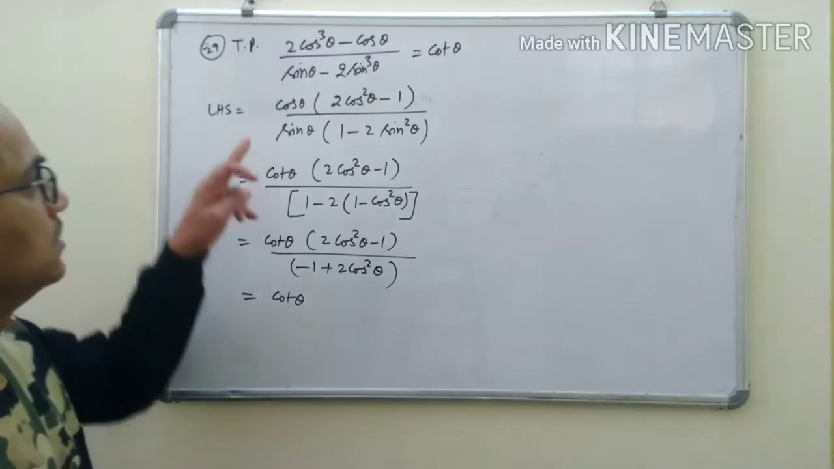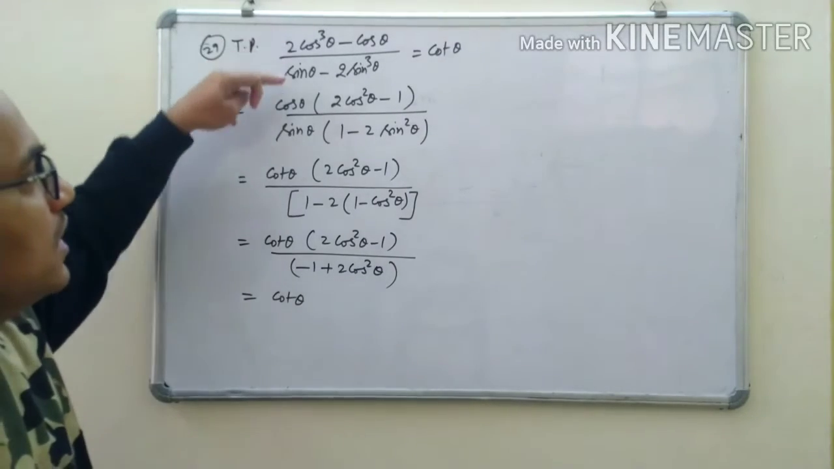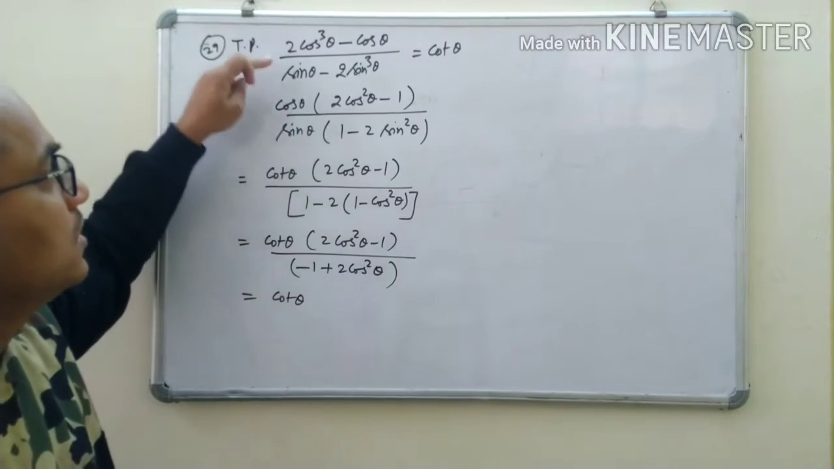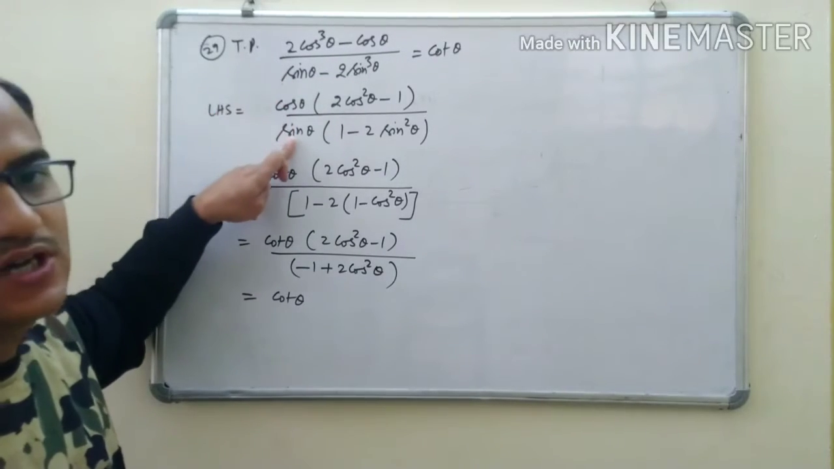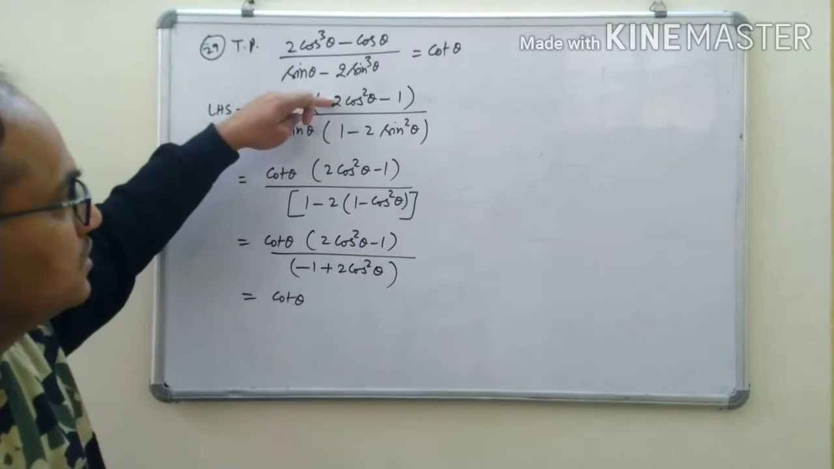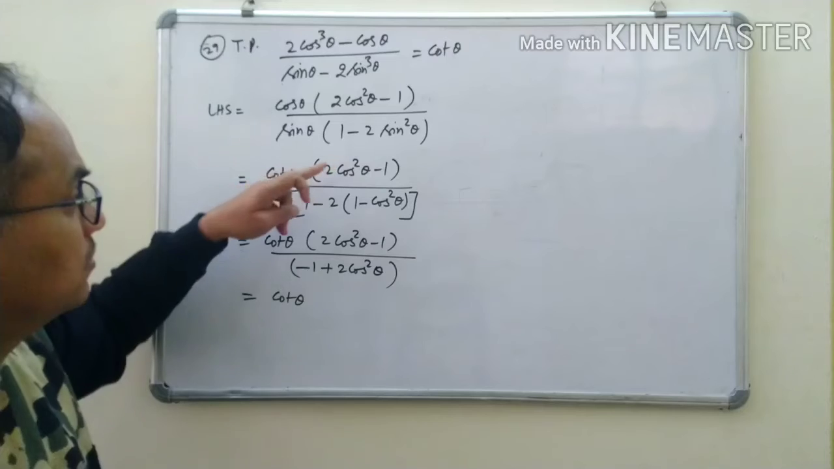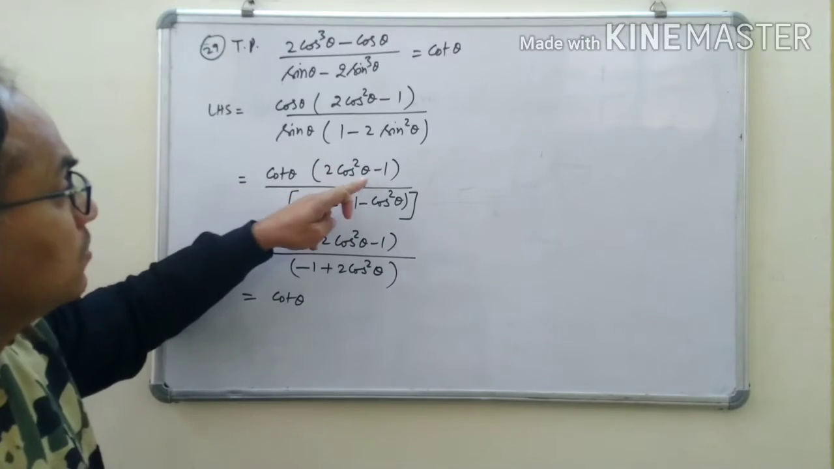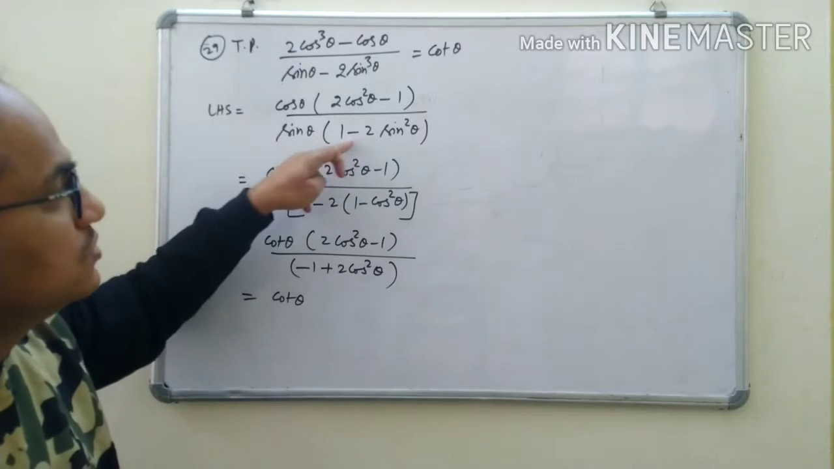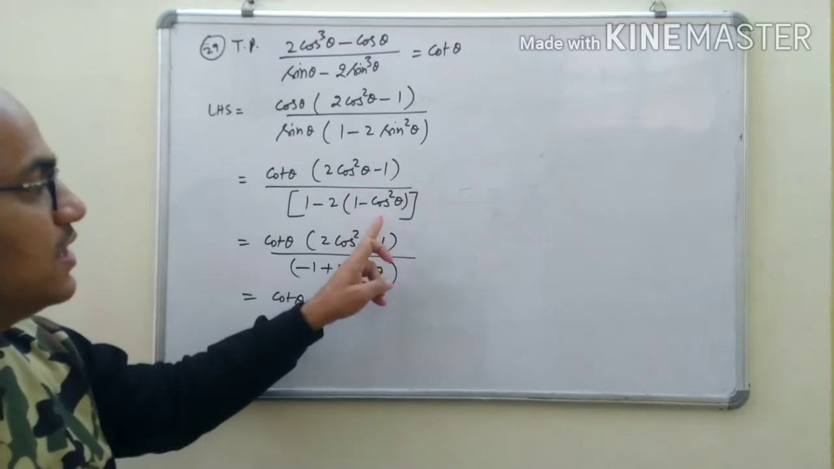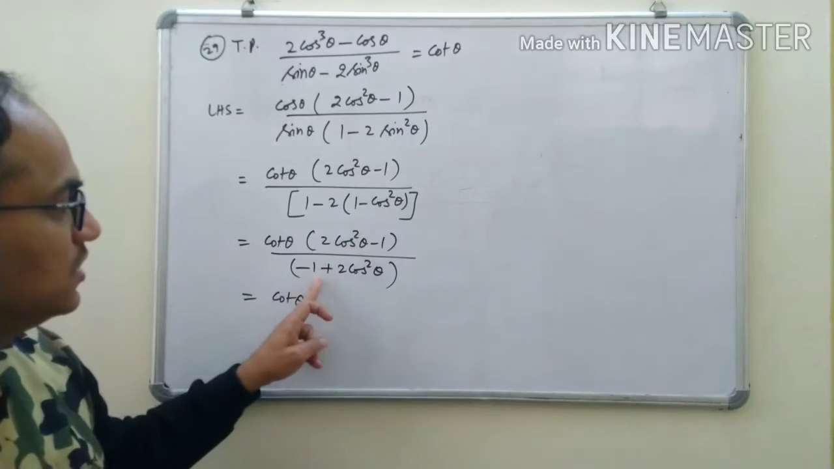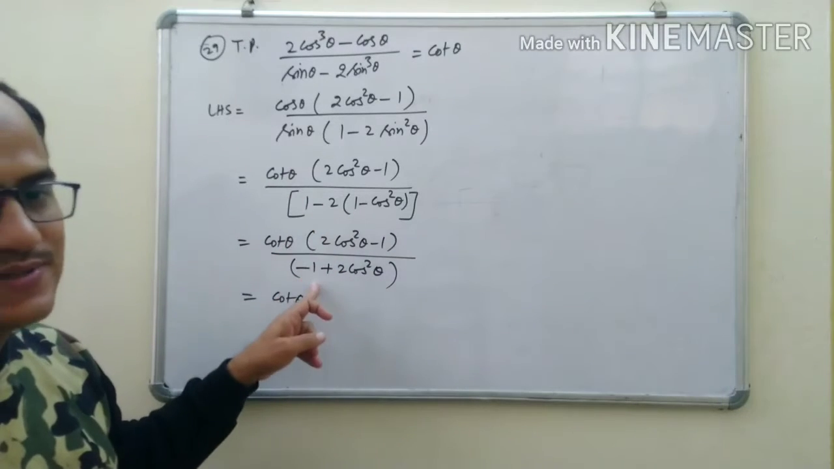We have to prove cot theta. Here the LHS, we can take cos theta common in the numerator and sin theta common in the denominator. Cos upon sin becomes cot theta, and the remaining two expressions we will simplify further. We change the denominator only. Sin square theta can be written as 1 minus cos square theta, and on simplification the two terms become the same.